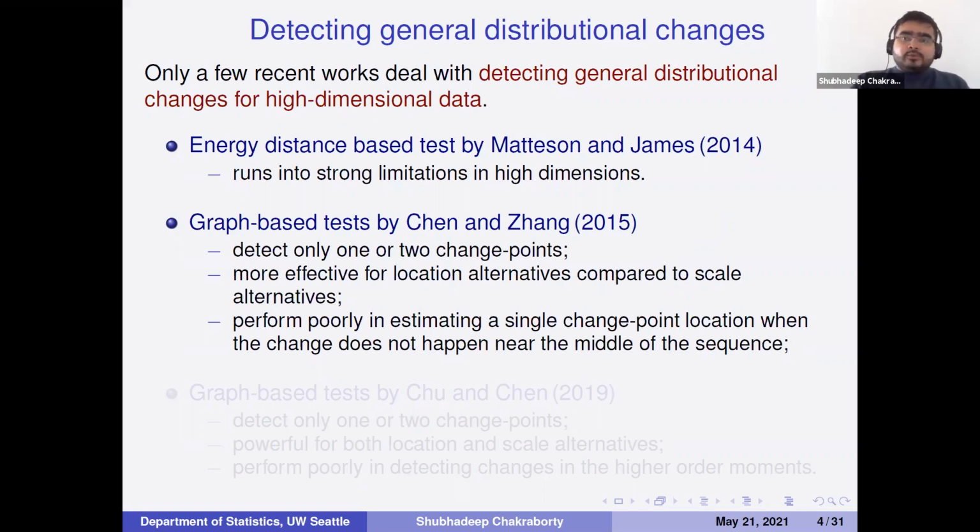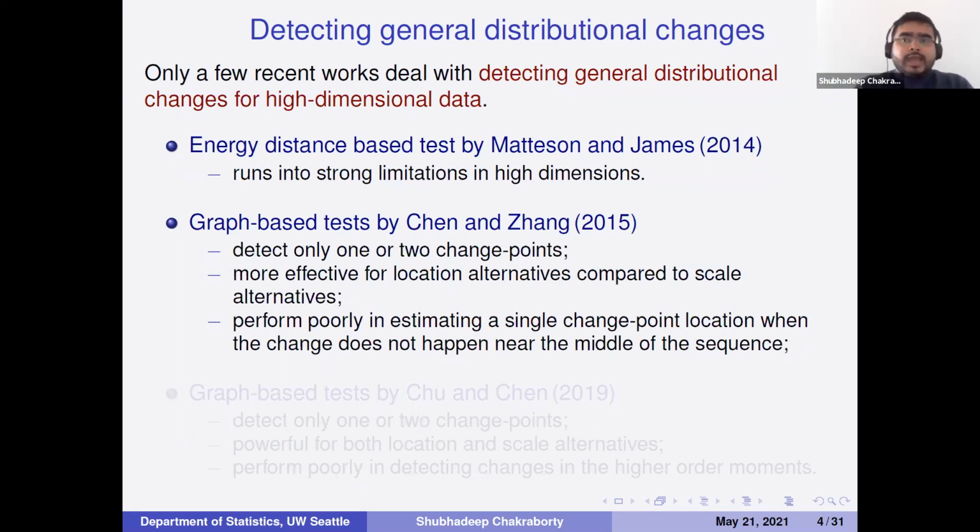The graph-based test proposed by them is powerful for both location and scale alternatives. But in our extensive numerical studies, we show that these graph-based tests perform poorly in detecting changes in higher order moments. So the goal, or the motivation of this work, is how to detect general distributional changes in a sequence of high dimensional observations.